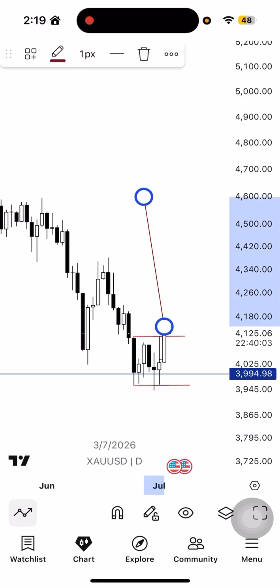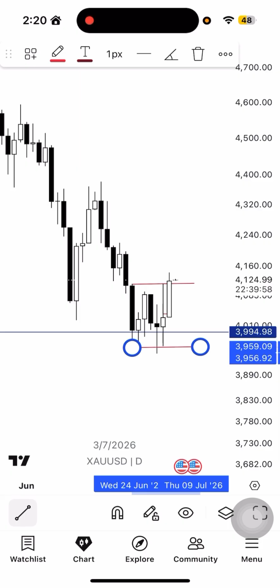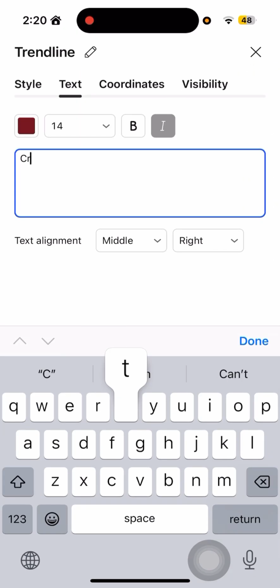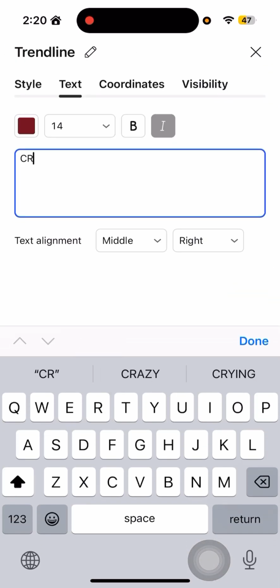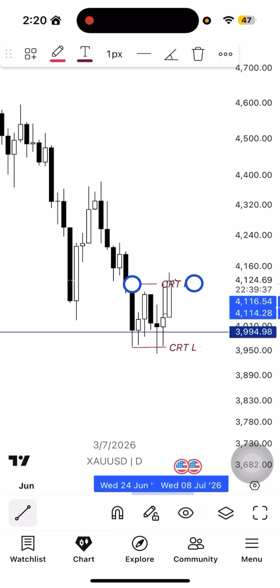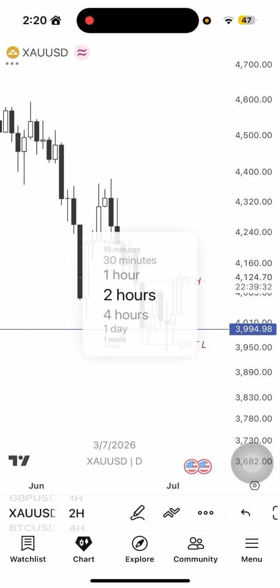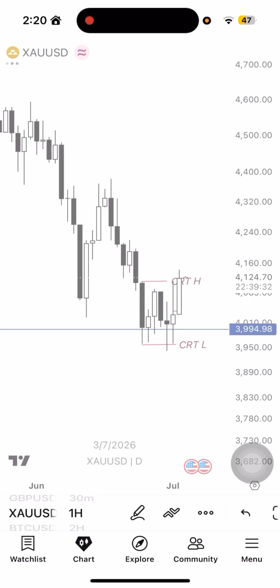After doing that, we have to align our time frames correctly. So we have our CRT low here. This is the candle range low, or CRT low. You can write it the way you want. And this is our CRT high. All right, so which time frame do we scale down to? The 1 hour time frame, to align these key levels.